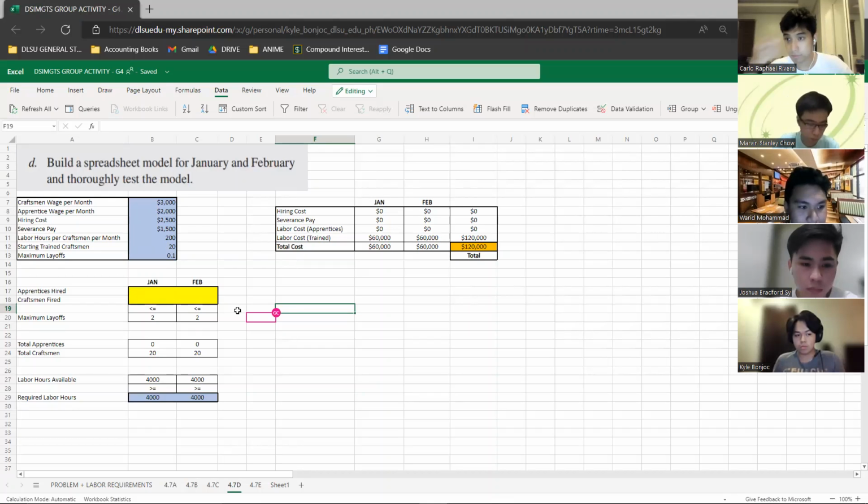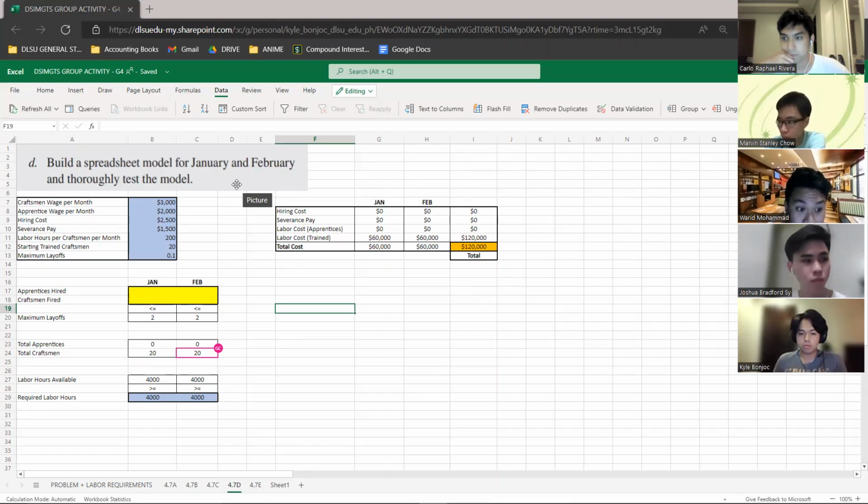Now, following this, there are also total craftspeople, wherein we get the starting number of trained craftsmen and subtract the respective number of fired craftsmen per month. In this case, B12 minus B18 for the month of January, and for the following month, the total apprentices and craftsmen at cells B23 to B24 less the fired craftsmen in February.